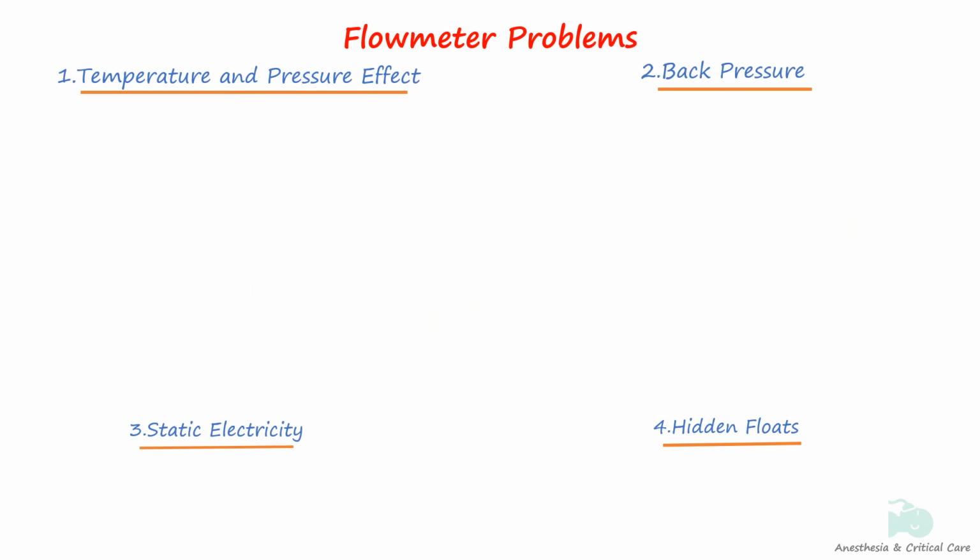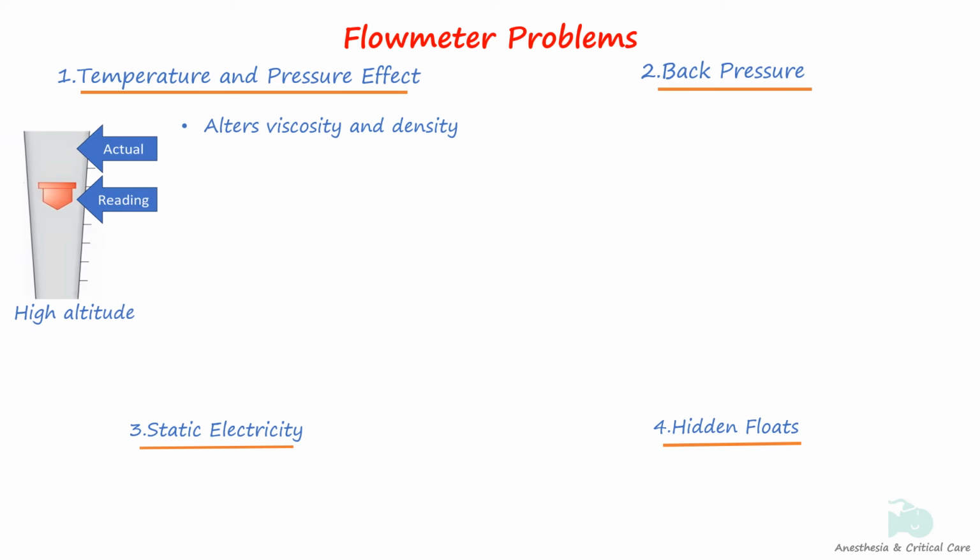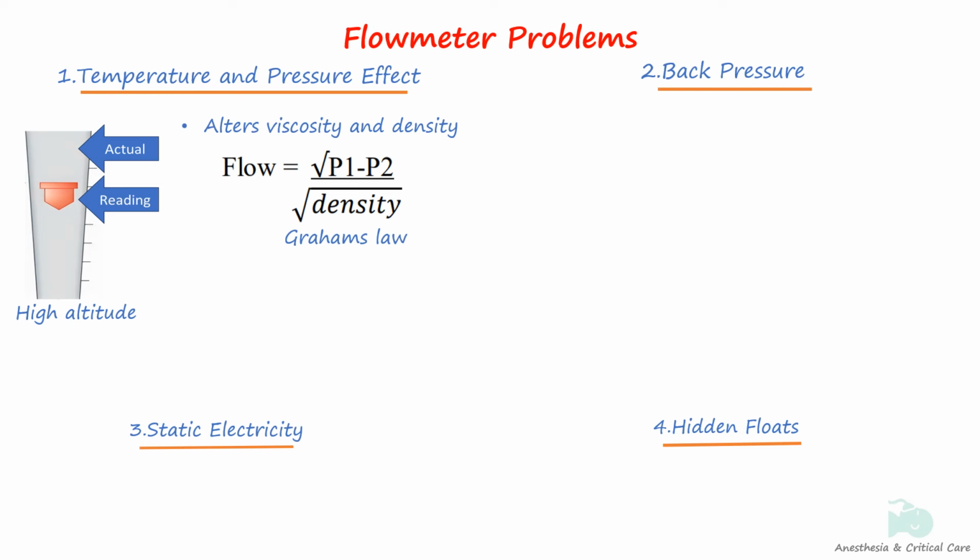Changes in temperature and pressure alter both viscosity and density of gases, thereby affecting accuracy of the indicator on the flowmeters. Temperature effects are slight and do not cause significant changes. When the anesthesia machines are used at high altitudes, since the density of the gases decreases, when higher flows are set in the flowmeters, actual flow of gases will be higher than the set flows, as flow is inversely proportional to the square root of density as per Graham's law discussed earlier. The opposite will occur under hyperbaric conditions.